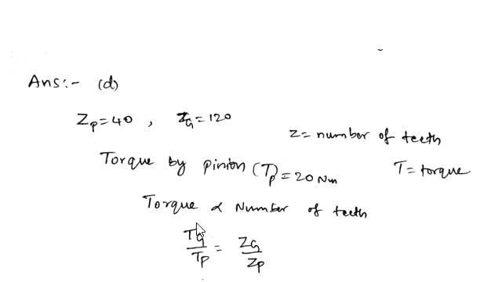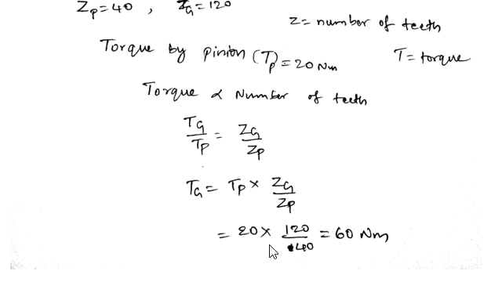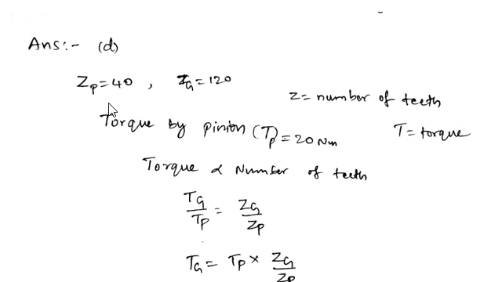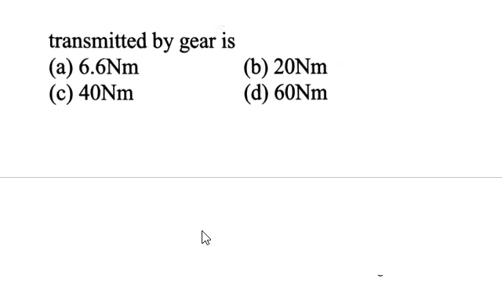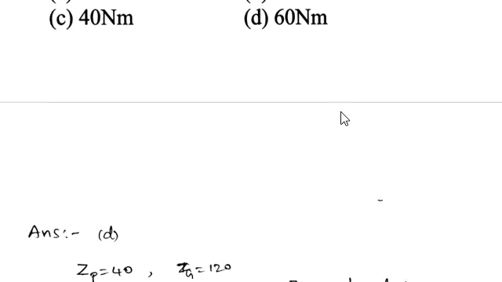So here, torque by gear divided by torque by pinion equals number of teeth on gear by number of teeth on pinion. We require torque by gear, so it is torque by pinion into number of teeth on gear by number of teeth on pinion. Torque by pinion is given 20 Newton meter, number of teeth on gear 120, and number of teeth on pinion 40. When you substitute and simplify, we get torque by gear as 60 Newton meter, and for that option D is the right option for this question.